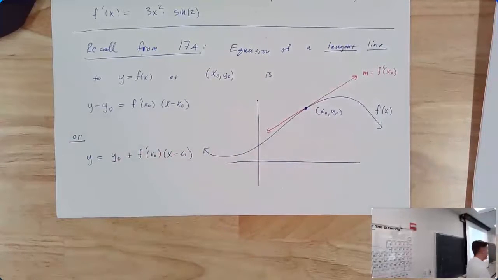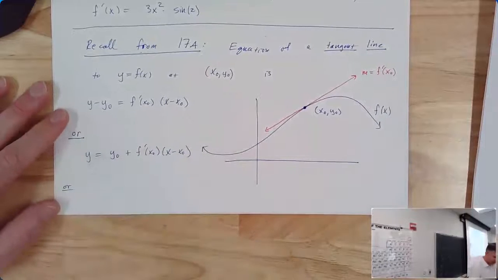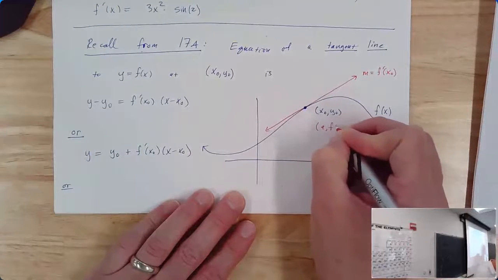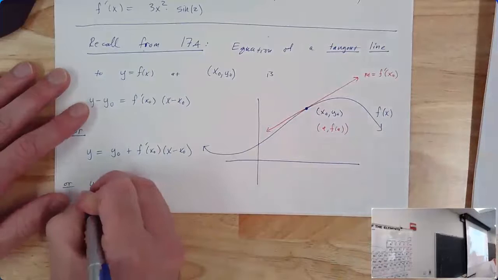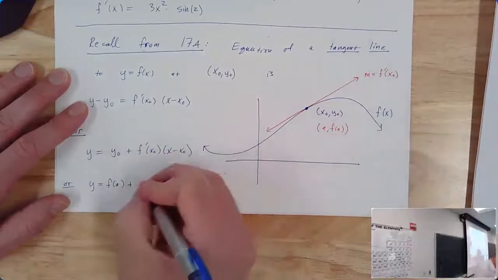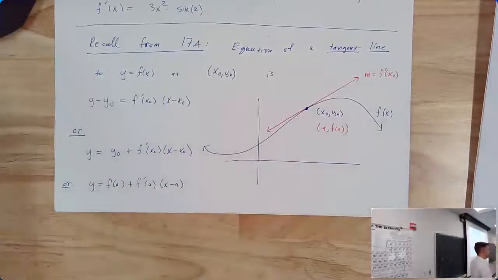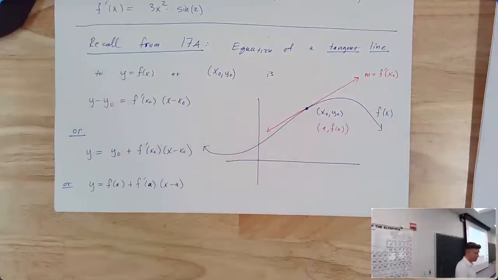You might have seen someone write it in the following way. Just to be super clear, you can totally write it this way. You might have seen someone say, instead of calling this point x naught comma y naught, I want to be difficult and call this point a comma f of a. So instead of using x naught and y naught, I'm just going to use a and f of a. So I could write y equals, instead of y naught, f of a. Instead of f prime of x naught, f prime of a. Instead of x naught, a. Literally the same formula, just using different letters for some reason I can't fathom, to be perfectly honest. Feels like we're making it more difficult on purpose.